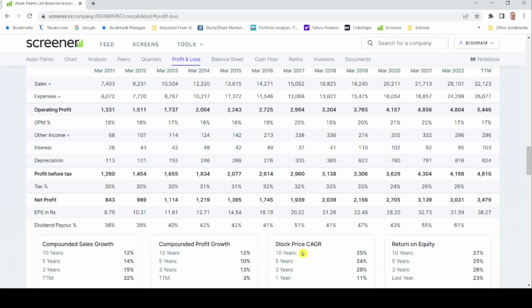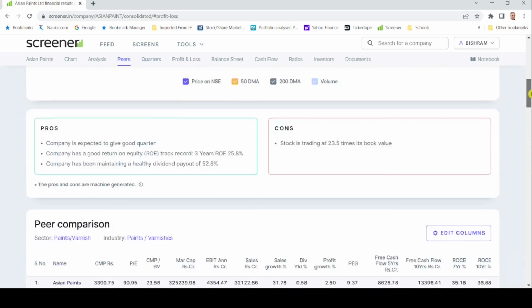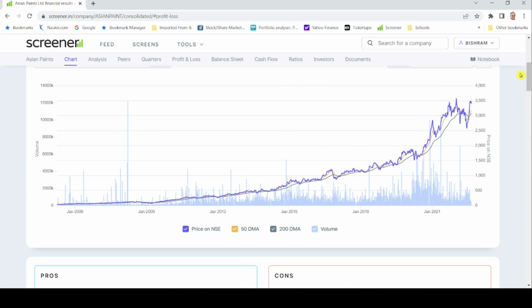Stock price CAGR: somebody who invested 3 years before got at least 28%, 5 years before 24%, and 10 years before 25%. So Asian Paints becomes a very good bet for long-term investment. And therefore friends, now the third question comes: when to buy. So this stock is selected. I'll tell you the thumb rule for buying.